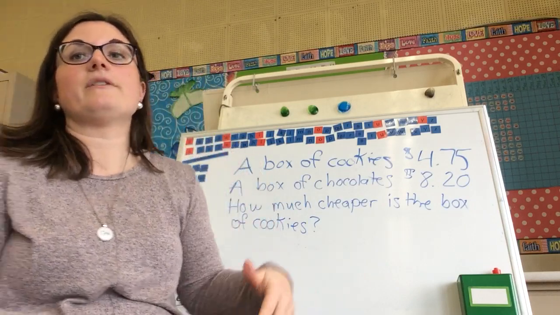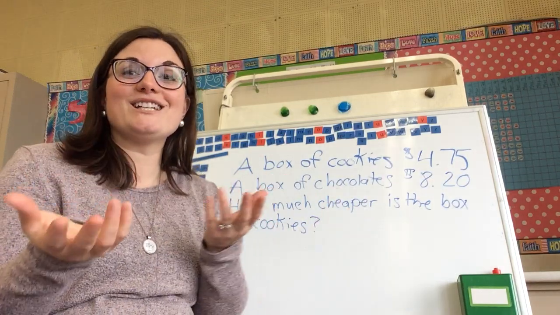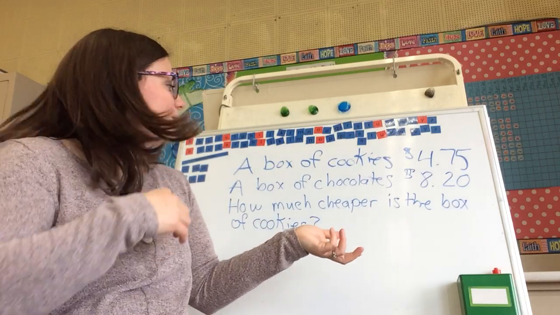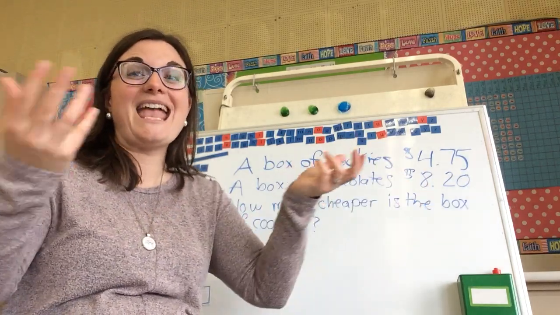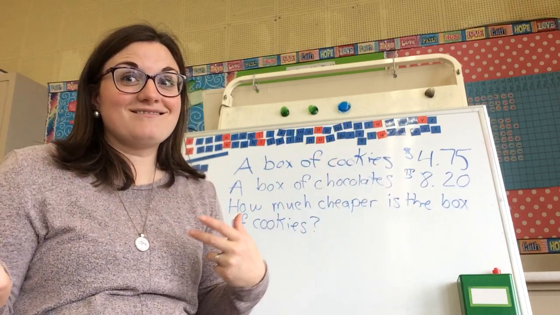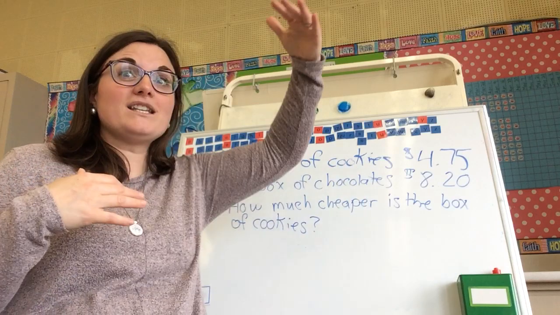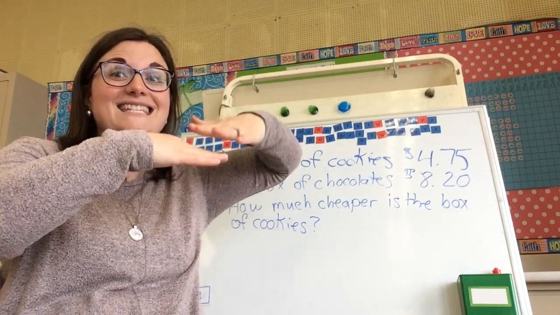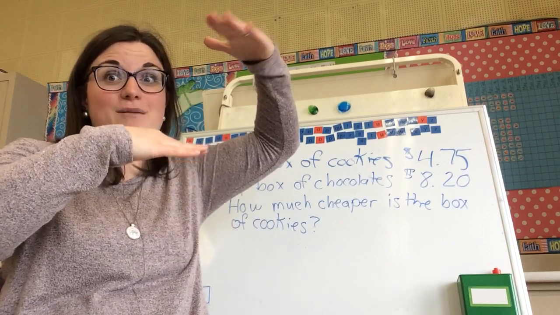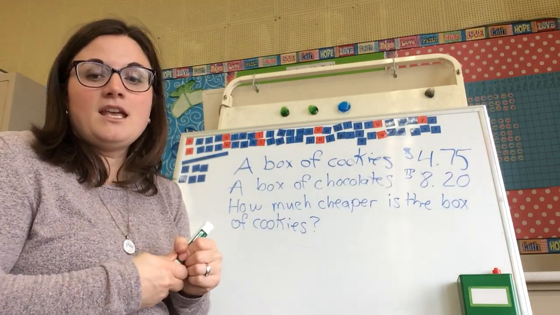Well, I have to ask myself, am I trying to find a total, or do I know the total, or am I comparing two things? I'm comparing the box of cookies with the box of chocolates. And do you remember when we compare what math we're doing? We are subtracting when we compare, because one costs more than the other, and we want to find the difference. What's the difference between the two? How much higher up? How much more expensive? So how much cheaper is the box of cookies?